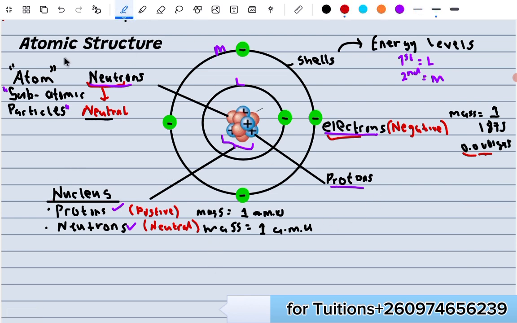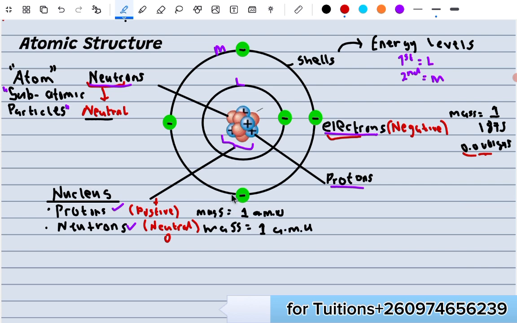So now what have we learned? We've said the atomic structure is like this. It has shells that we call energy levels, and they start from L, M, and so on and so forth. Within these shells you have electrons that are negatively charged with a negligible mass. These are found within the shells. Inside the nucleus, you've got two subatomic particles, protons and neutrons. Protons are positively charged, with a plus charge, neutrons have no charge, so the charge is 0. So this is what we've looked at in this video.